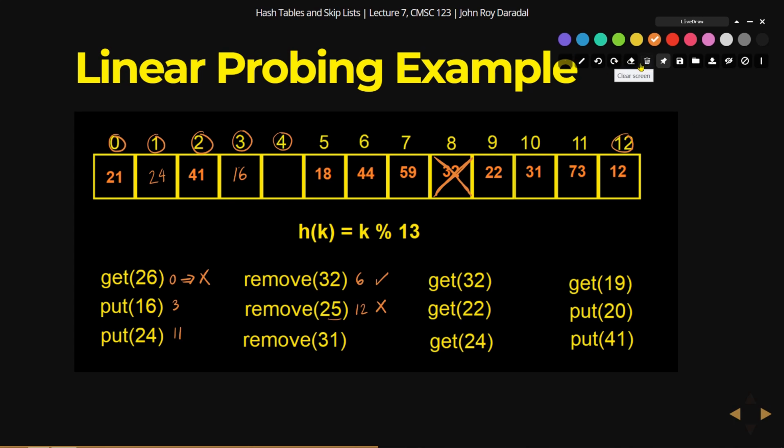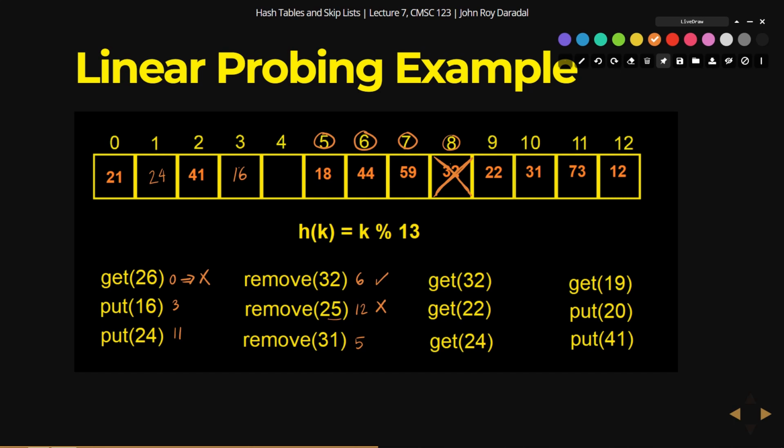Next is remove 31. 31 modulo 13 is 5, right? Okay. So we start at index 5. Is this 31? No. Is this 31? No. Is this 31? No. 8 is an available cell, so we'll just skip over it, okay? Because we won't stop prematurely, because 31 could still be after this.